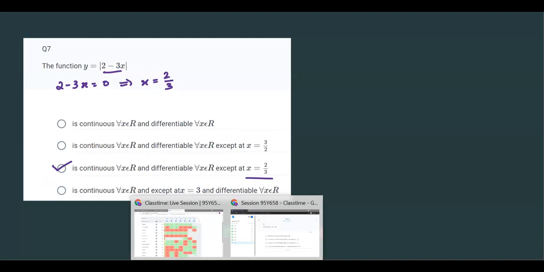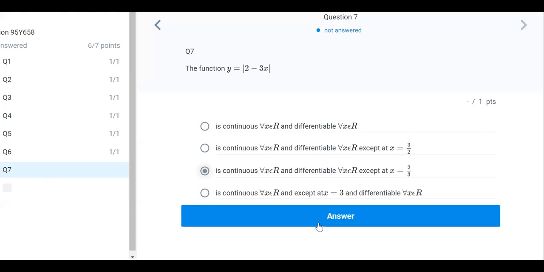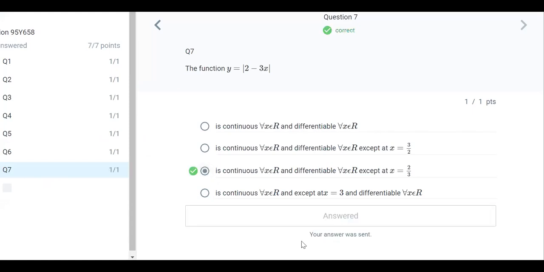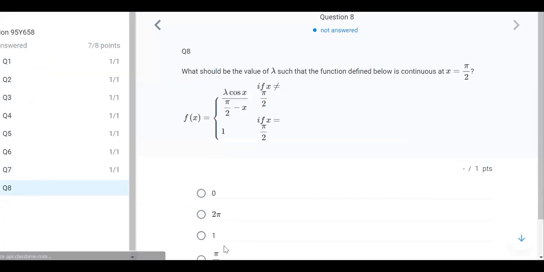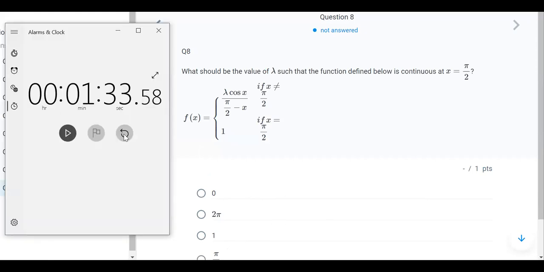Just by graphical understanding, you can do this, right? Okay, the last question for today. These are all previous year's GATE questions, by the way. So timer, 2 minutes.